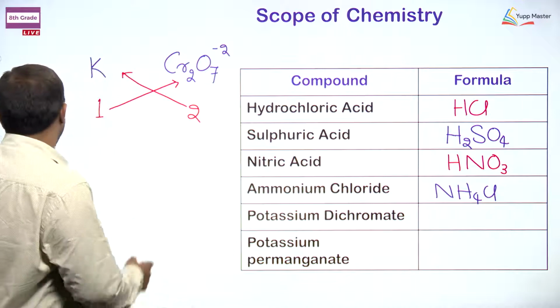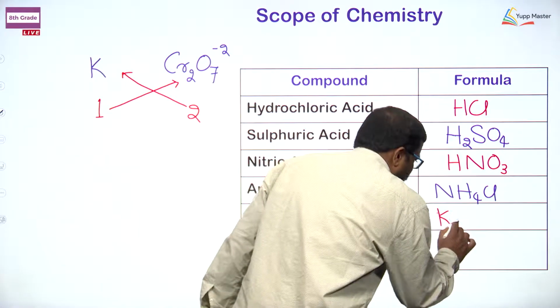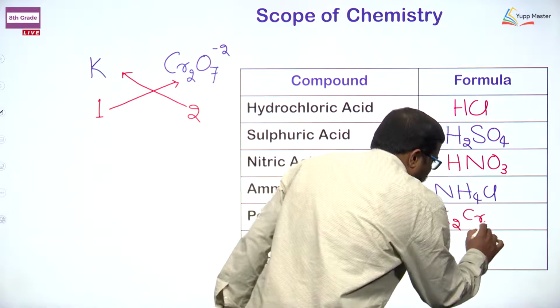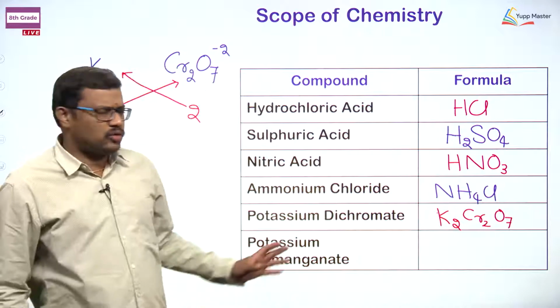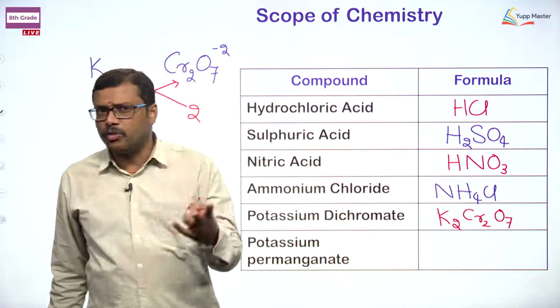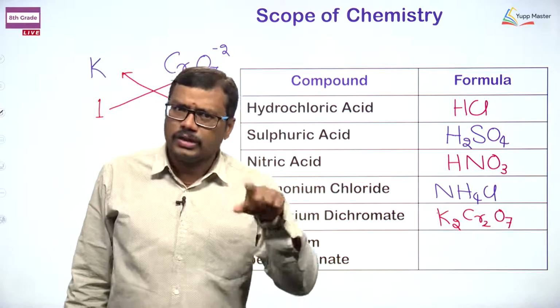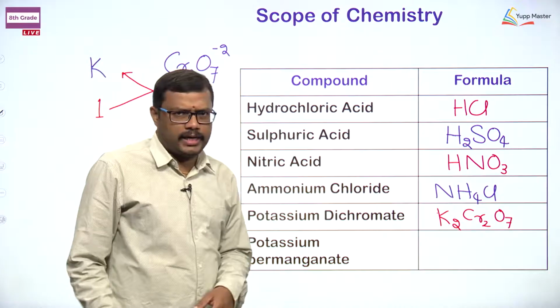So what will be the formula? Potassium is taken 2 times, so it is K2. The dichromate ion Cr2O7 is taken 1 time, so I write Cr2O7 as a single species, but K I am repeating 2 times, so I write K2 Cr2O7. K2 Cr2O7 is potassium dichromate.